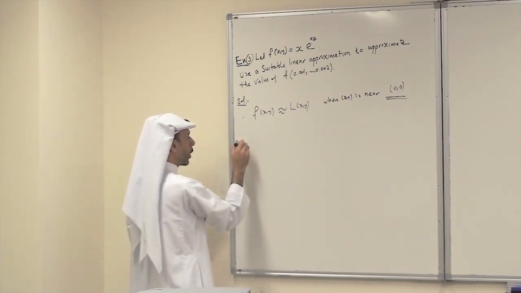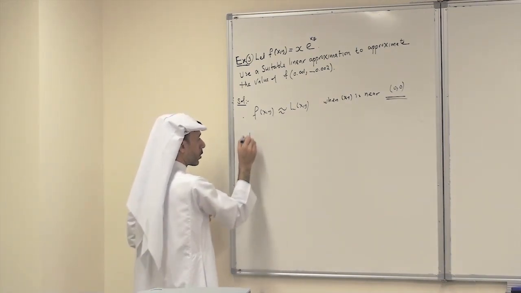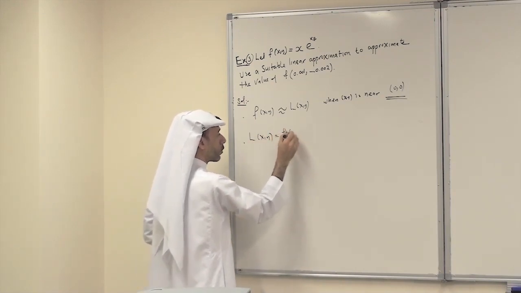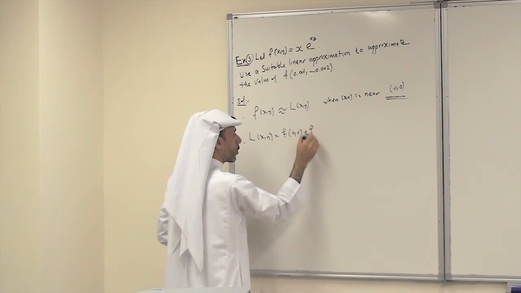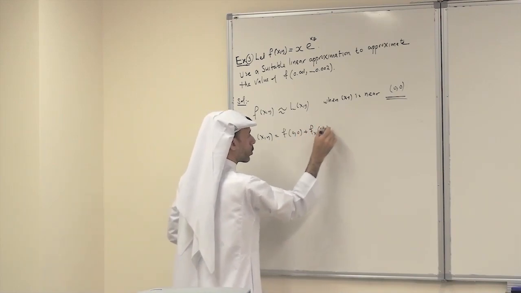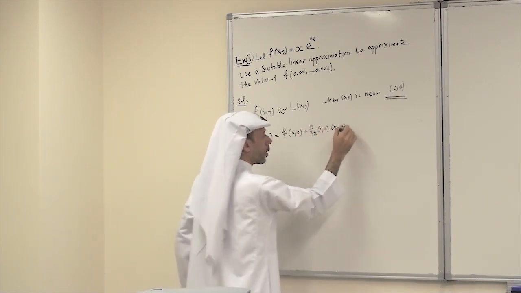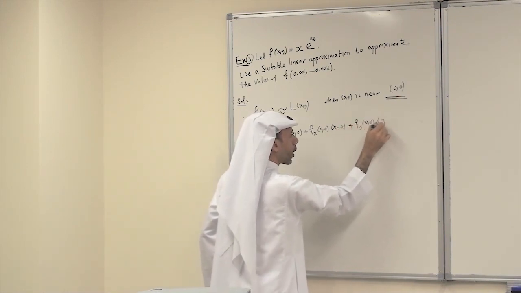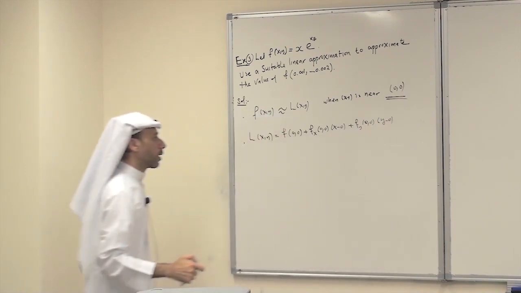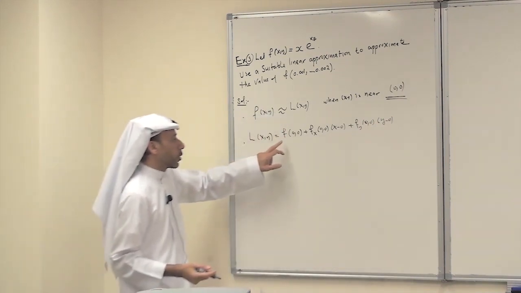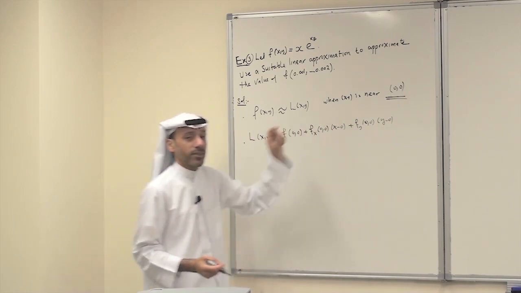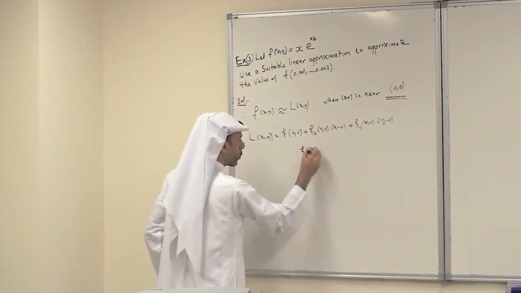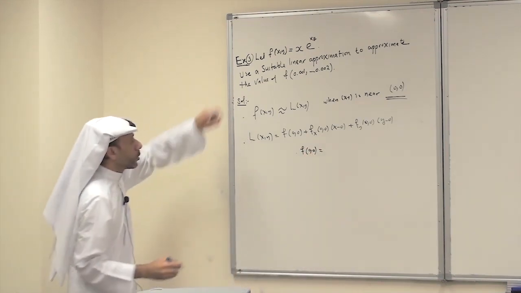For that, we have first to find the linearization L of (x, y) at (0, 0). This is by definition f of (0, 0) plus f sub x at (0, 0) times (x minus 0) plus f sub y at (0, 0) times (y minus 0). Okay. We now find the value of the function f, f sub x and f sub y at (0, 0). And we observe the following: f of (0, 0), when we substitute, we get 0.